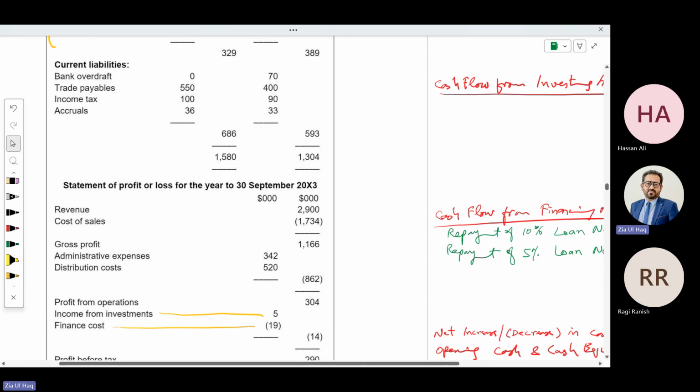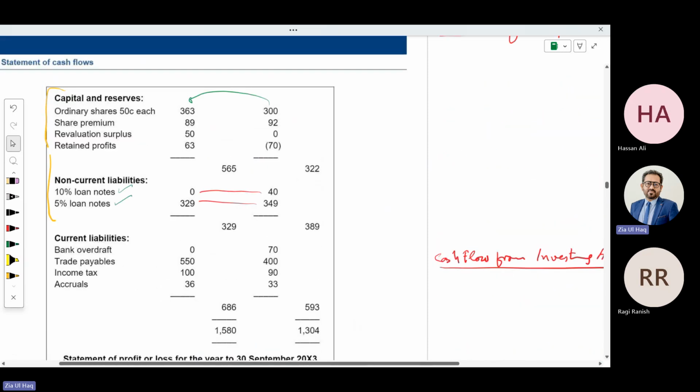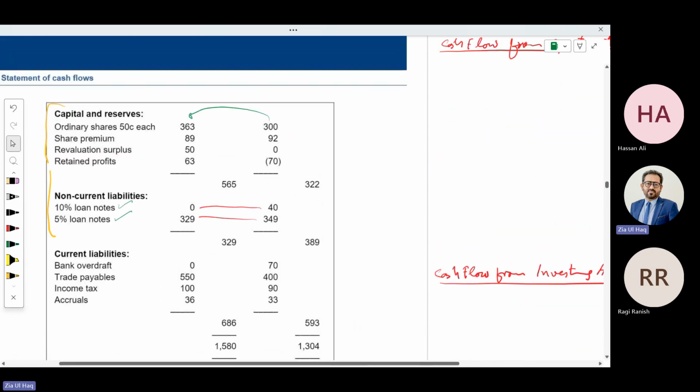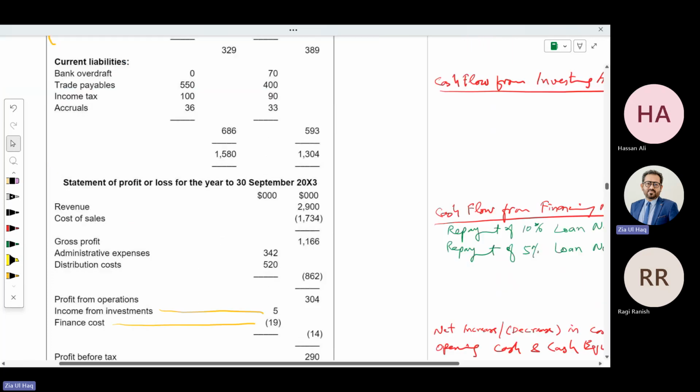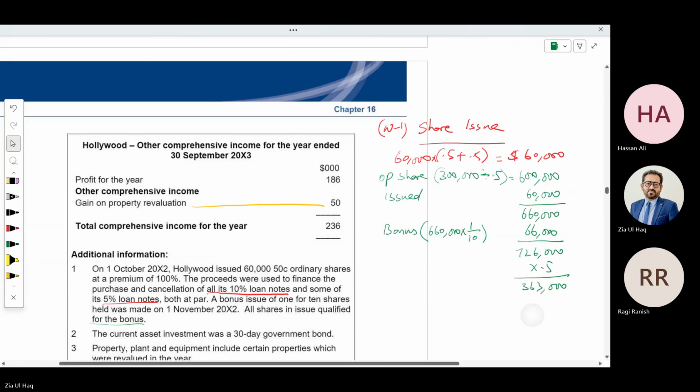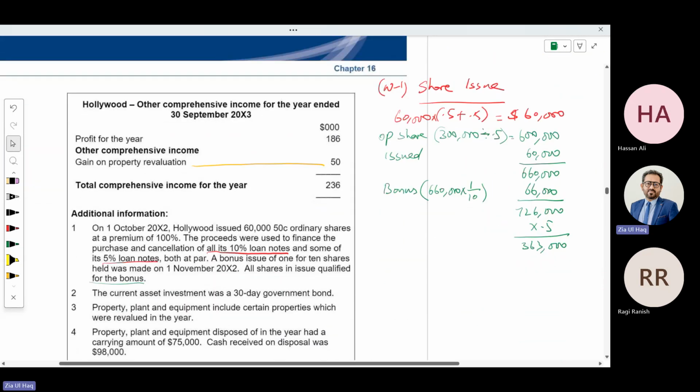And if you see the difference in the share premium account, how much has it reduced? 92 to 89. 3,000. Yeah, 8,000. That is due to this.